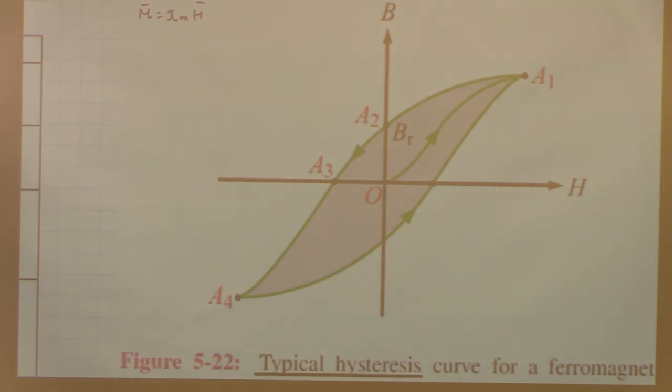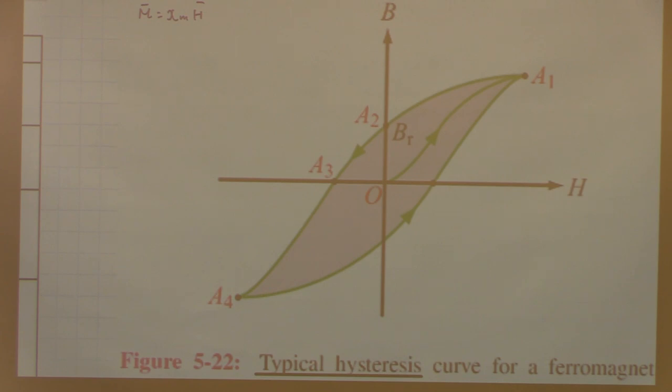In ferromagnetic media, the relation between the magnetic field intensity and the magnetic flux density is nonlinear. So this is described by a curve like this, and this curve is called a hysteresis curve. Hysteresis is a Greek word for lagging. So let's see what lags here, why it's lagging, and how you read this curve.